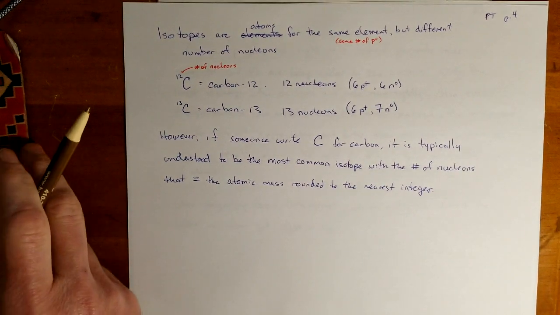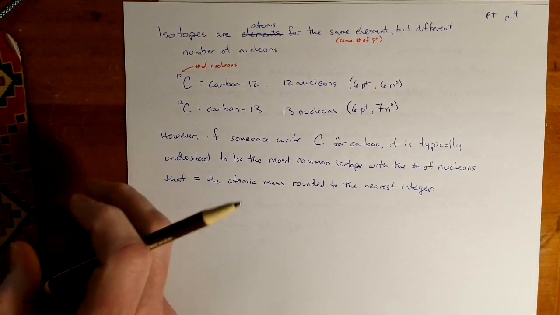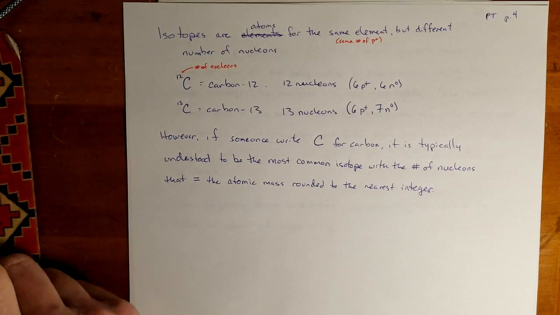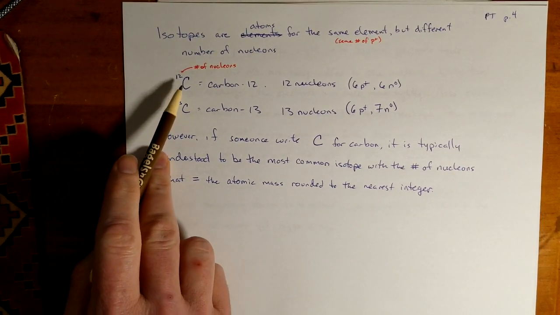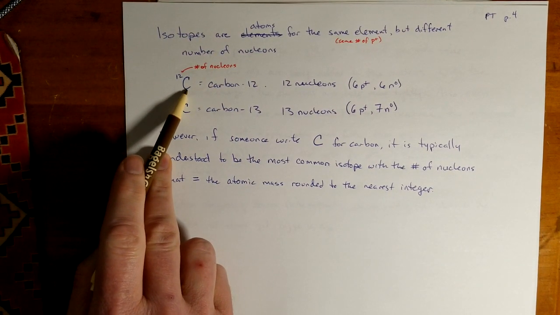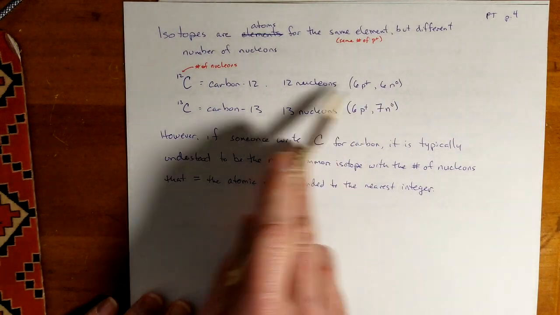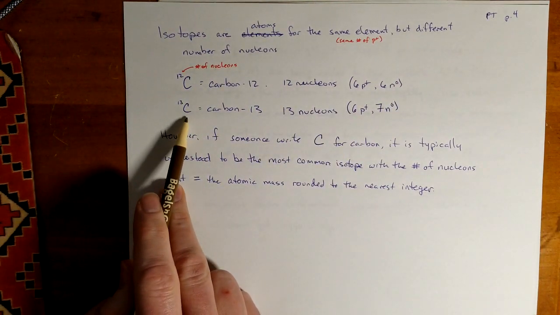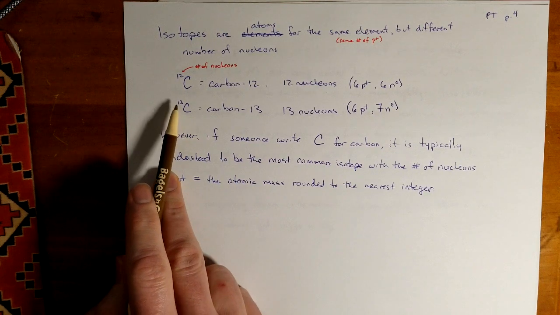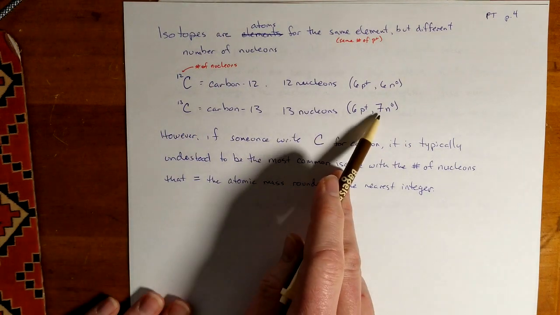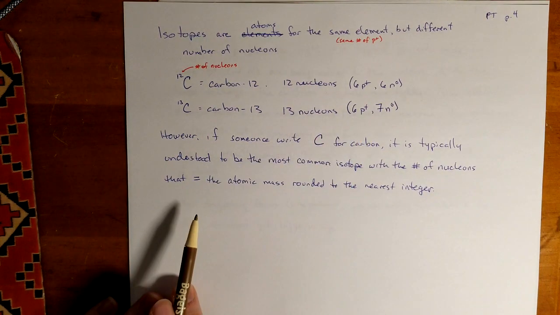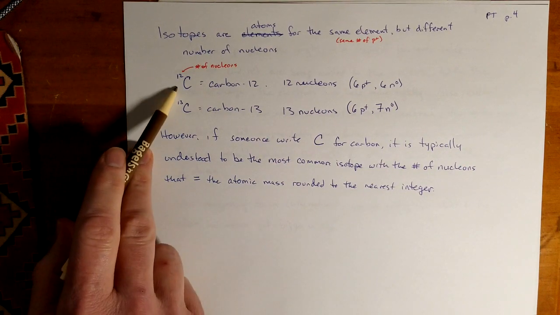And so isotopes in general are atoms of the same element, so the same number of protons, but a different number of nucleons. So carbon-12, which is the traditional one, carbon has 6 protons. Carbon-12 would have 6 neutrons, because 6 plus 6 is 12. Carbon-13 has 6 protons because it's carbon and it has to have the same number of protons, but 13 nucleons, which means 7 of them are neutrons. But typically, if you just write carbon, it's understood to be just the typical carbon, say, carbon-12.